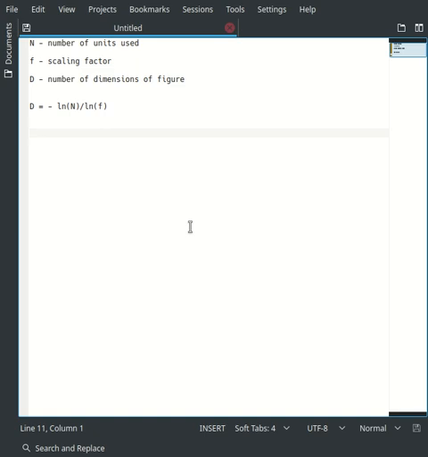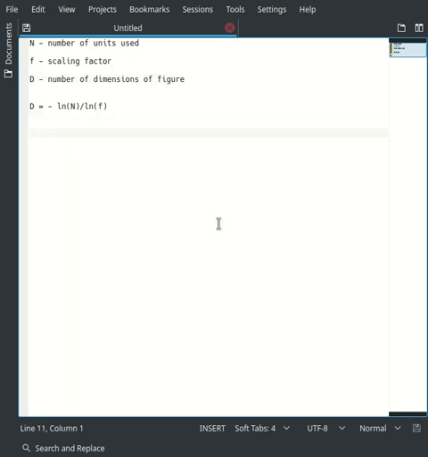Alright, so I thought we would walk through an example of finding a fractional dimensionality, or any sort of dimensionality, using vectors in the first place. So there's units attached to our numbers. They're not just numbers. Okay. So here we have our three variables, right? n is the number of units used. I changed it from epsilon to f because that makes more sense to me. F is your scaling factor. And d is the thing we're looking for. It is the number of dimensions of our figure.